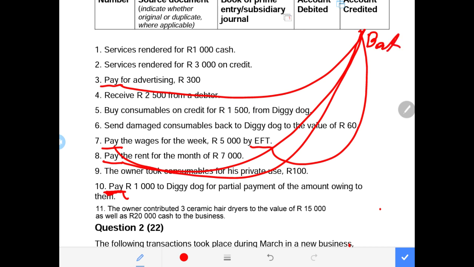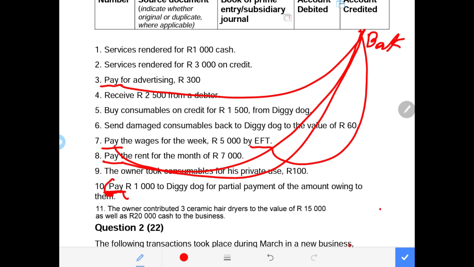In all this, you can look at your answer sheet if you are busy answering as I am teaching. So we paid. How much did we pay? 1,000 Rand for partial payment of the amount owing to them, which is Dodgy Dog. Let us wait about all other details.